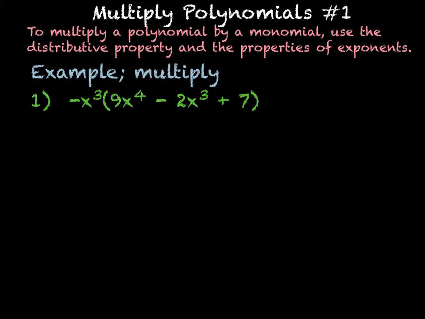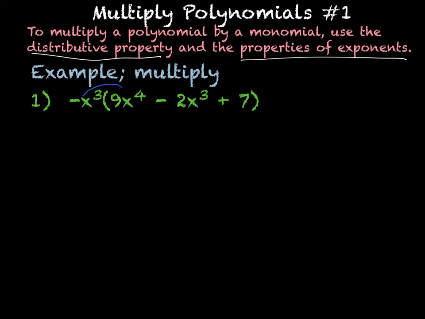Multiply polynomials. To multiply a polynomial by a monomial, use the distributive property and then use the properties of exponents. So we're going to do some examples. We're going to multiply the monomial negative x cubed times the polynomial 9x to the fourth minus 2x cubed plus 7.